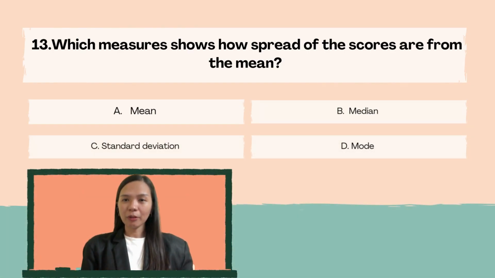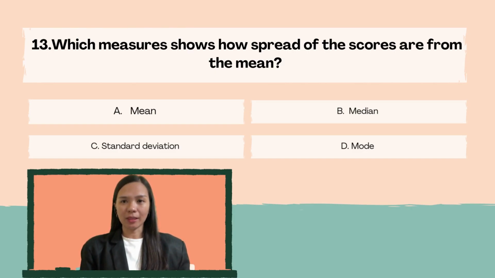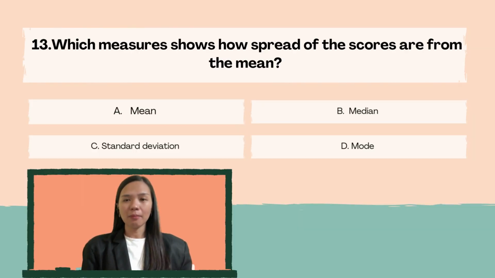For the number 13 question, which measure shows how spread out the scores are from the mean? A. Mean. B. Median. C. Standard deviation. And D. Mode. For 15 seconds, you can answer.